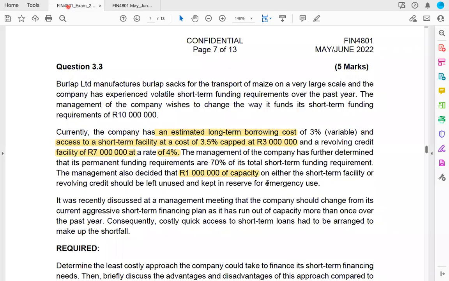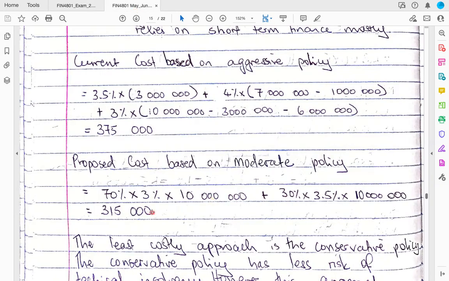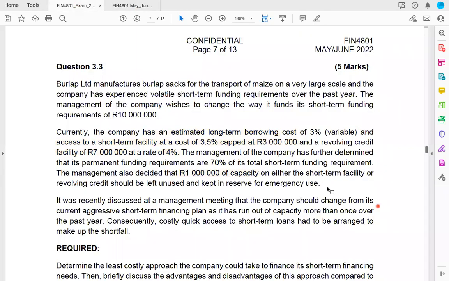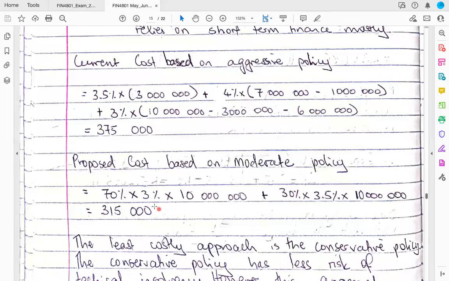Here we are told that management has determined that its permanent funding requirements are 70% of its total funding requirement. So with the conservative approach, 70% of our funds, which is permanent, we will rather have long-term borrowing associated with that, right? So we'll say 70% times 10 million, which is our total need. 70% of it is permanent.